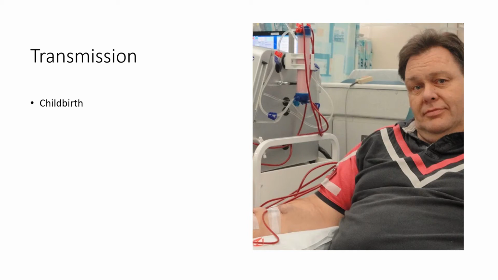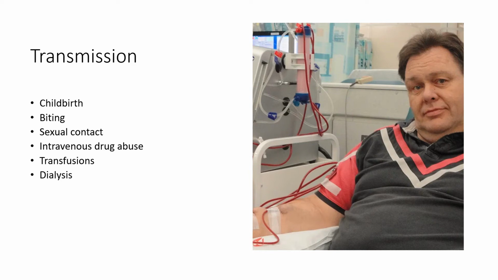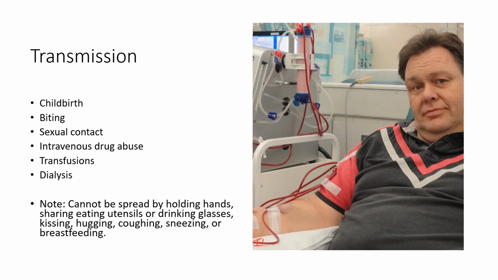For example, childbirth, when the mother gives it to a baby at the time of birth. Biting, if a kid has hepatitis B and bites another kid, that can do it, or scratches with fingernails. And so kids, particularly in endemic countries where there's a lot of hepatitis B, can pass hepatitis B to one another. Sexual contact, of course, can transmit hepatitis B. Intravenous drug abuse, transfusions of blood. We screen the blood that's transfused, although that doesn't mean that the screening process is perfect. And of course, in dialysis units, as we discussed, hepatitis B can be transmitted.